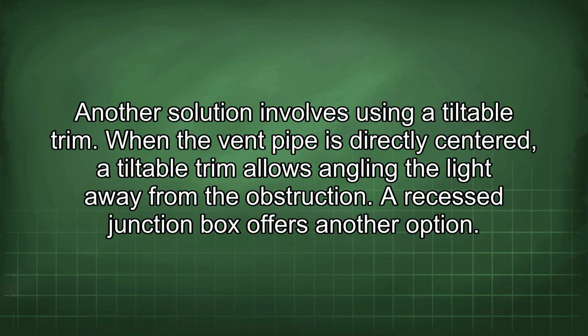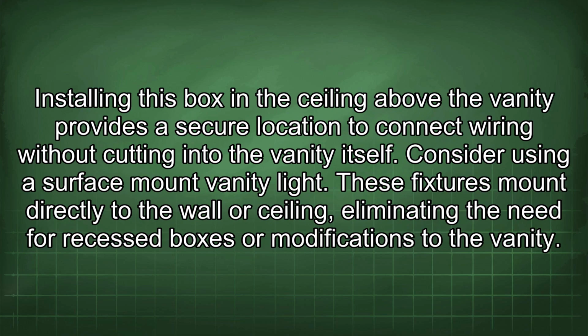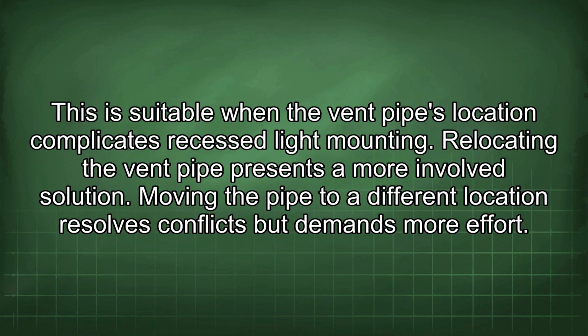A recessed junction box offers another option. Installing this box in the ceiling above the vanity provides a secure location to connect wiring without cutting into the vanity itself. Consider using a surface mount vanity light. These fixtures mount directly to the wall or ceiling, eliminating the need for recessed boxes or modifications to the vanity. This is suitable when the vent pipe's location complicates recessed light mounting.